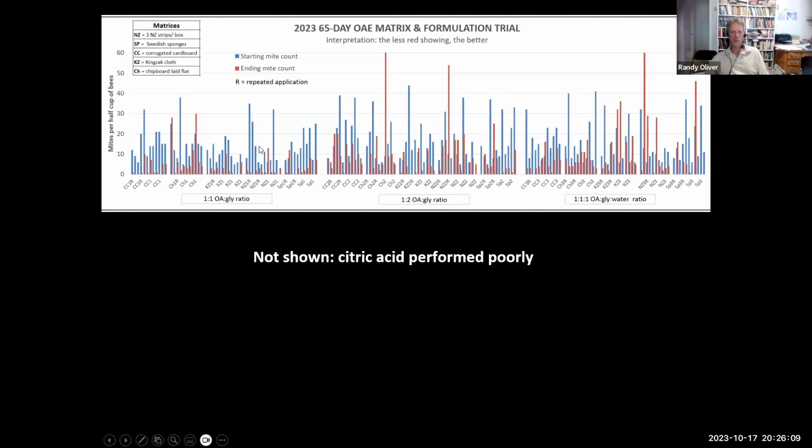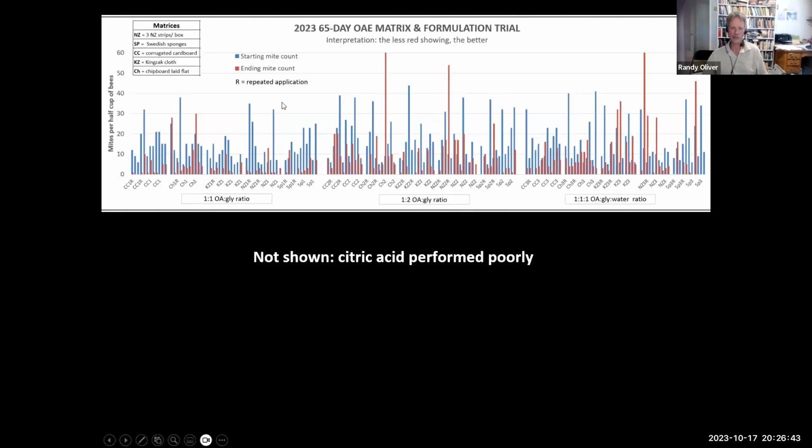Look over here to the 1 to 1 ratio, which we've been using for some years, and much less red. The chipboard did not work well with it, but the other ones, the corrugated cardboard, the King Jack cloth, the New Zealand strips, and the sponge, the positive control, all got pretty good mite control. It's more red, more outliers than we normally see in these trials. So I don't know what it was this last summer or this summer that we had so many outliers go up, because usually we don't see this much red with this positive control. So I'm not sure why that was.